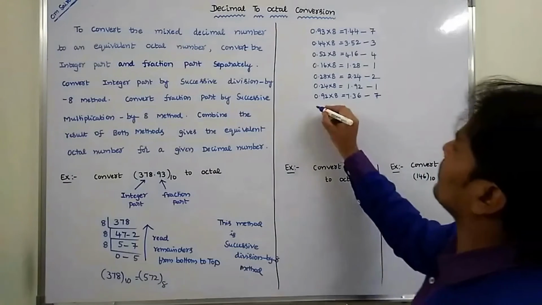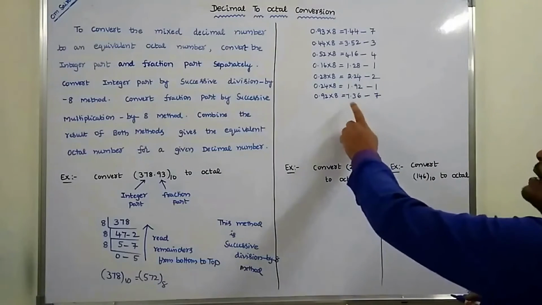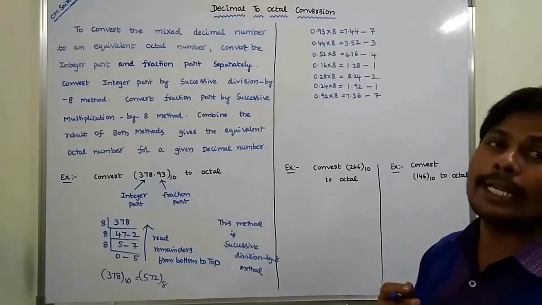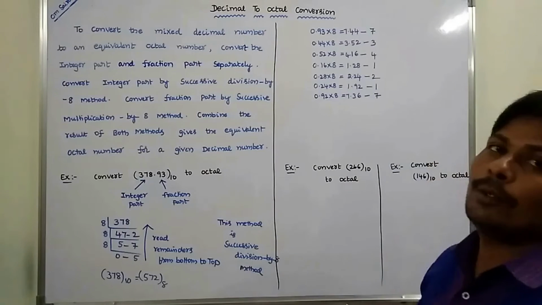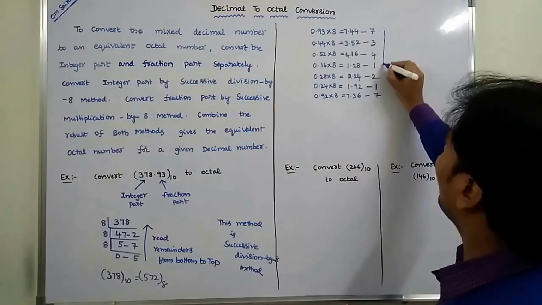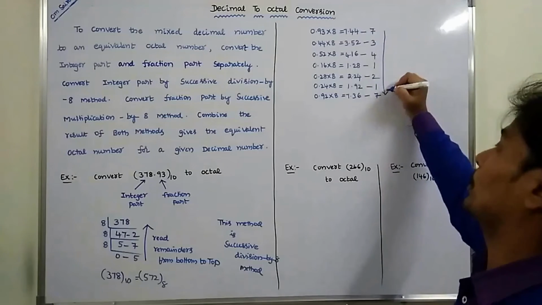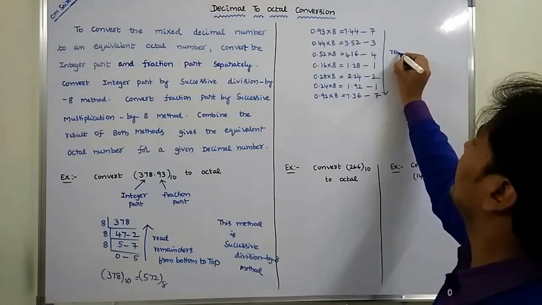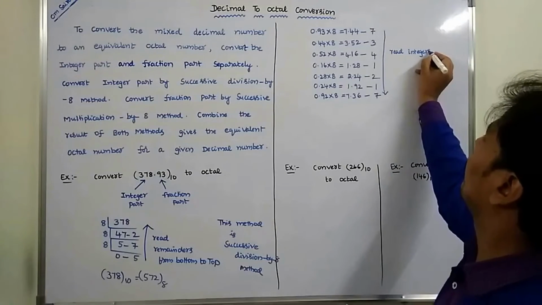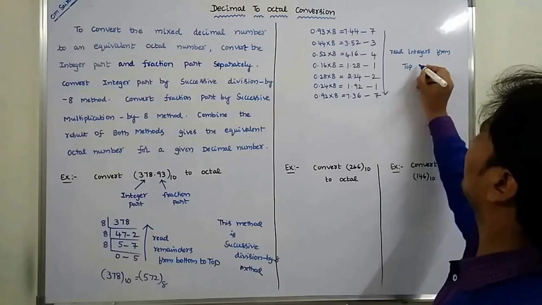Now 0.36. Okay. So there is no point in getting the fraction part 0 in 0.93 base 10. At that time we have to stop the procedure and read the integer parts from top to bottom.